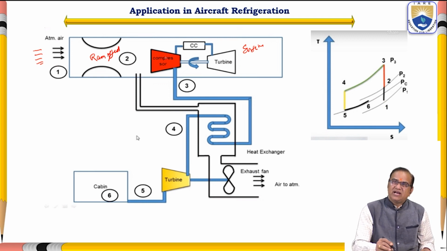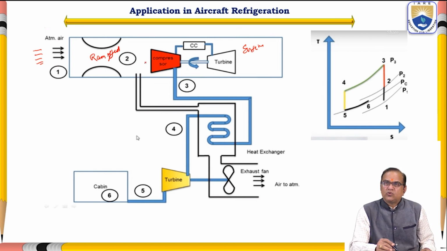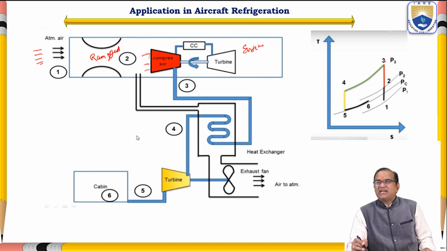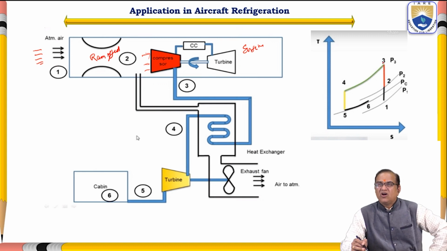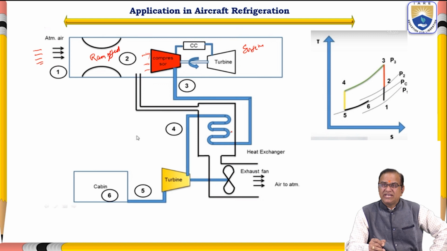This is entering into the compressor. In the compressor, 2 to 3 is a compression process. The air which is entering here is again compressed. The pressure and temperature are further increased. From here, 3, it is entering the heat exchanger. This is also called the cooler. The heat which is generated by the compressor is cooled from 3 to 4. From here, 4, it is going to the turbine. It is 4 to 5.